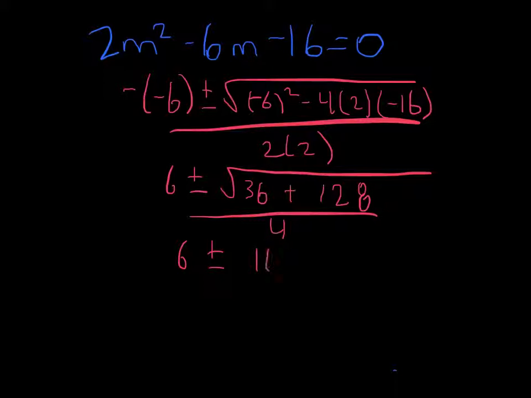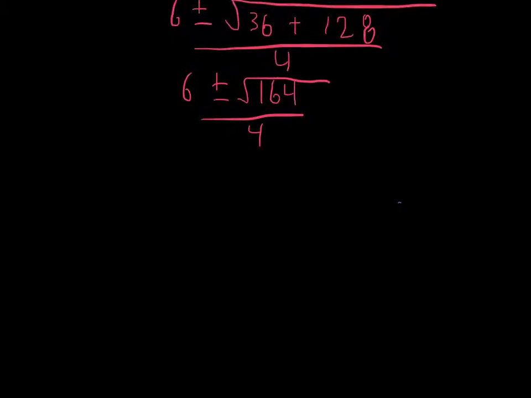We have 164 over 4. And then if you try to take the square root of 164, it's not a perfect square. So we're going to find out how we can deal with this. What we want to do is first see if we can simplify it farther, because this is still a little complex to leave it as.